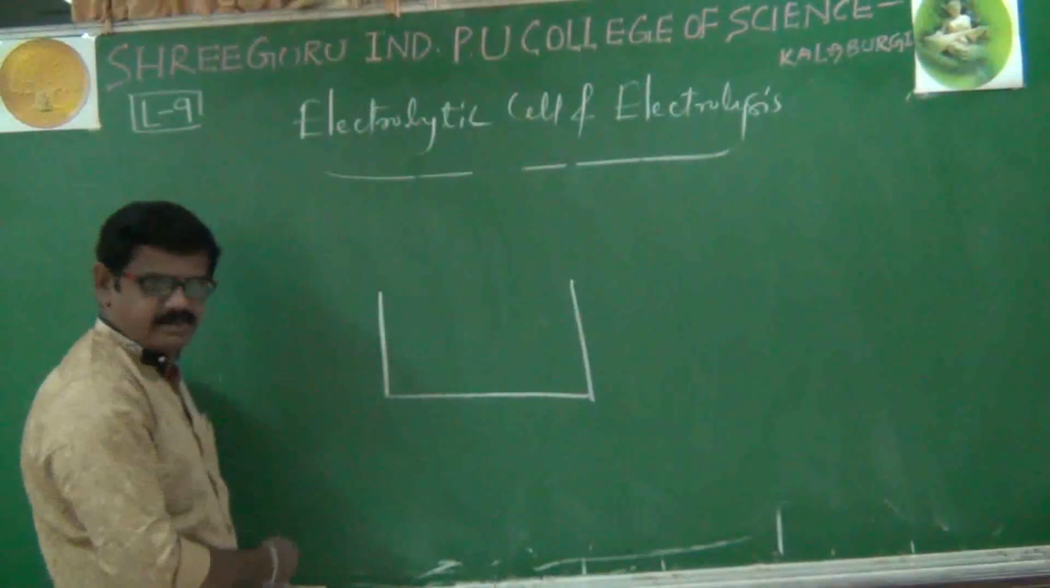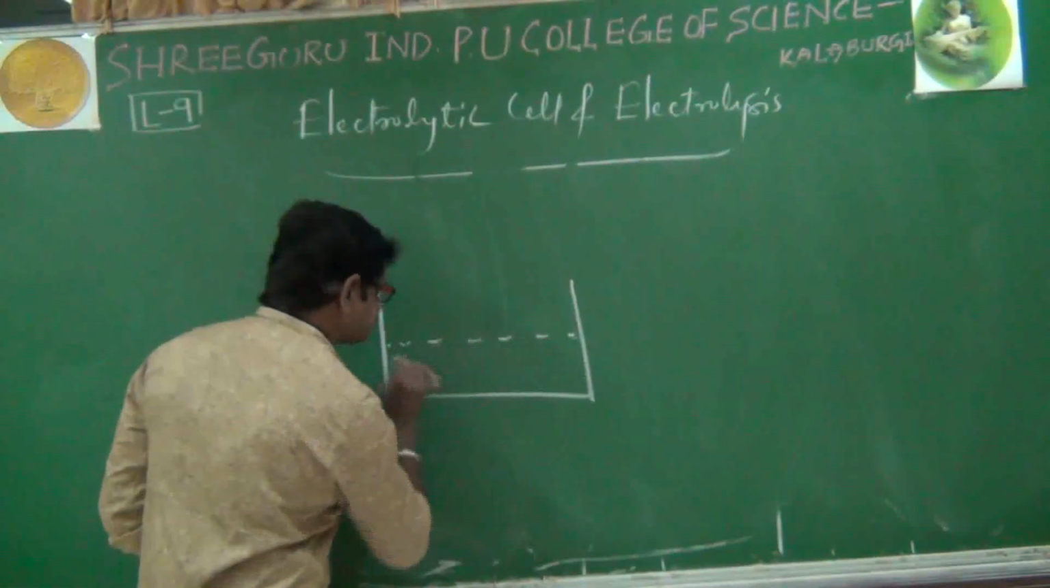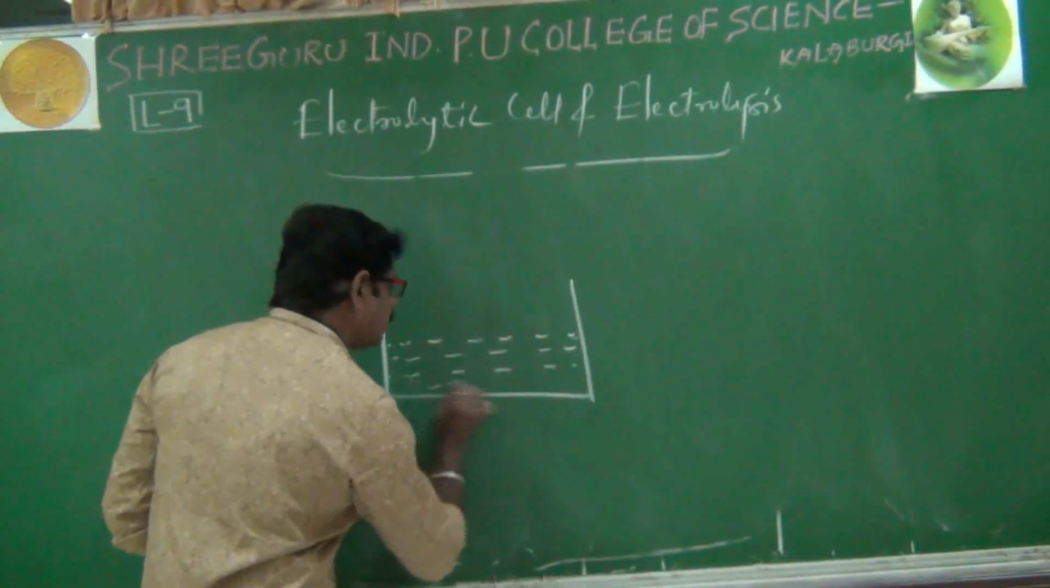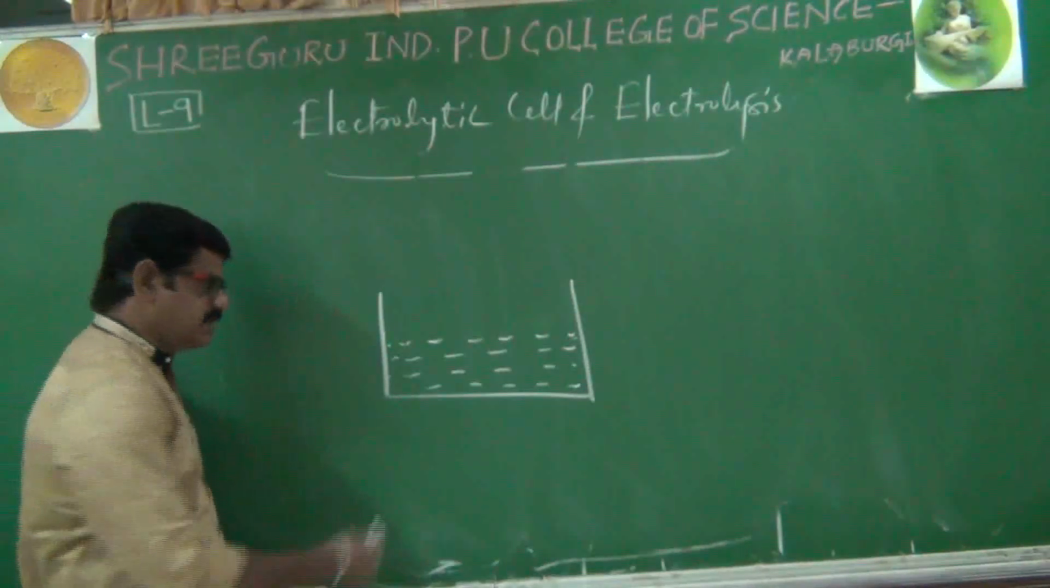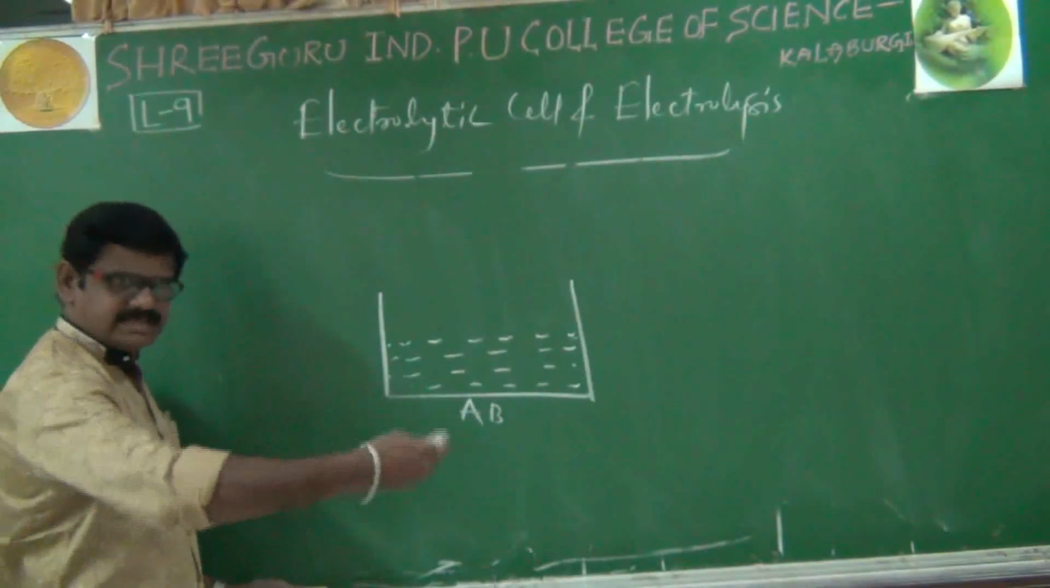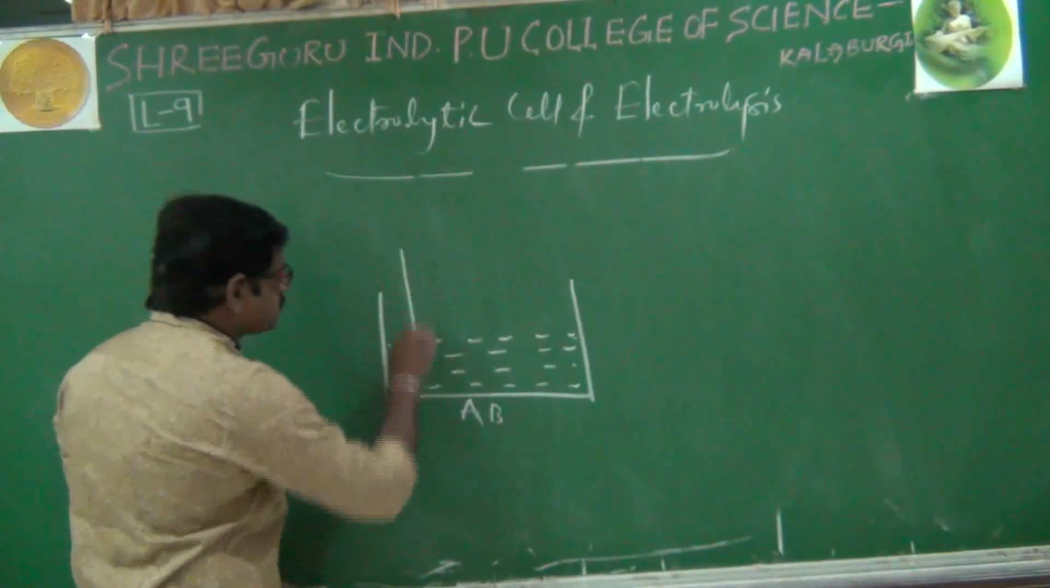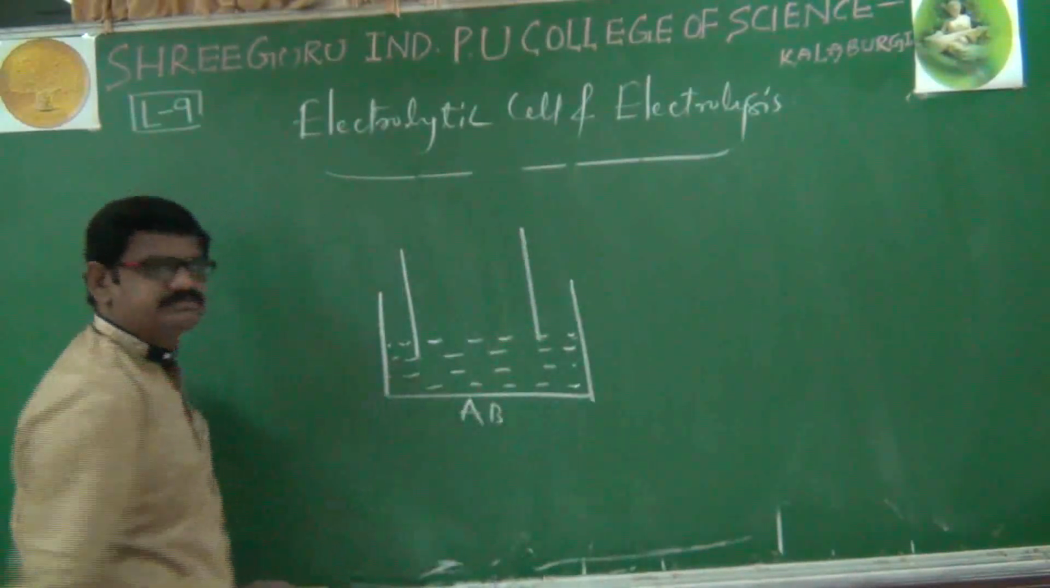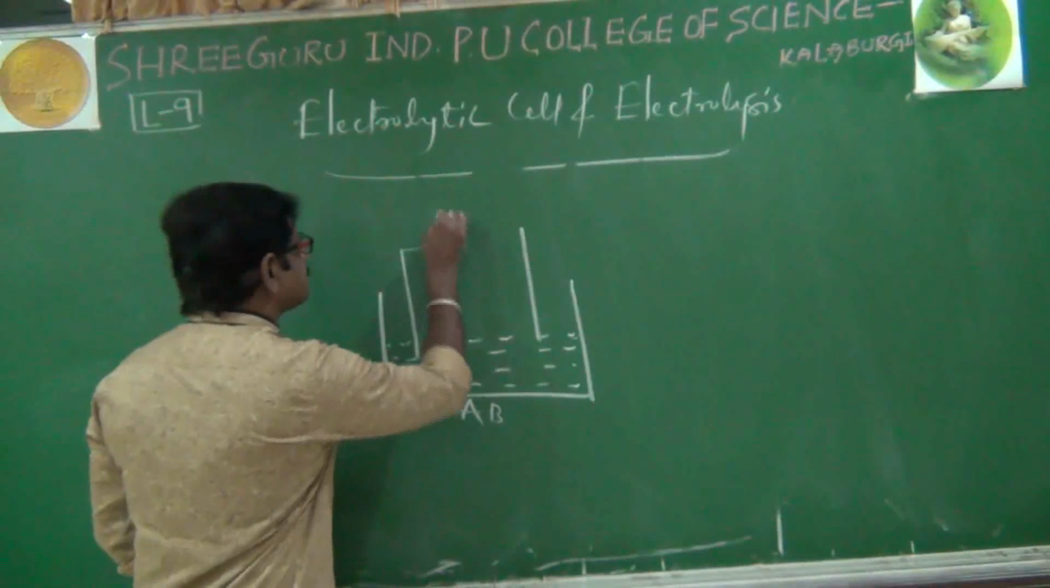Right, it is one container, one cell. In that cell, I have taken one electrolyte, one general electrolyte, say AB, like NaCl, KCl type. Here one electrode is dipped, here also one electrode is dipped, and both are connected to the battery.